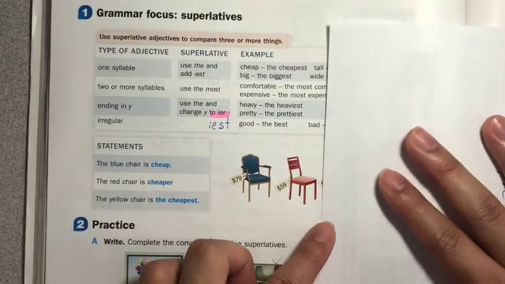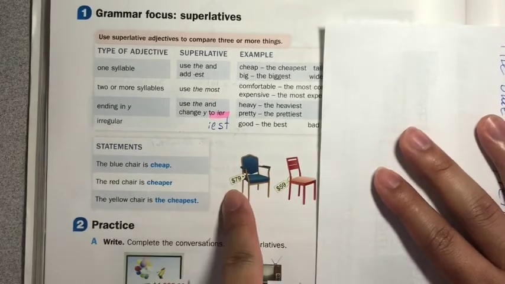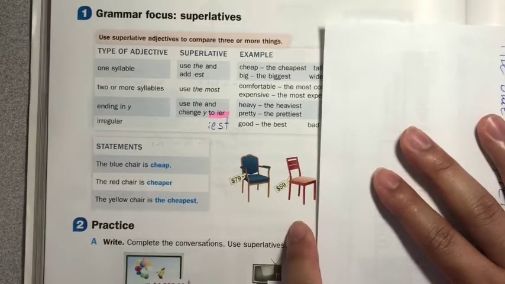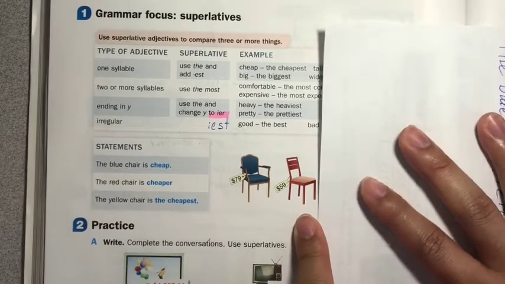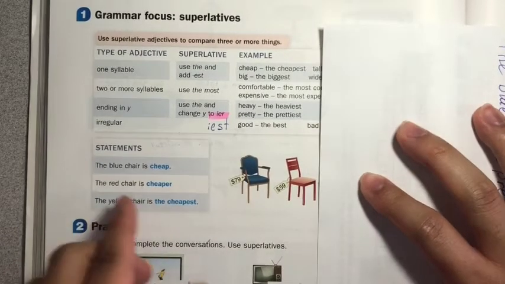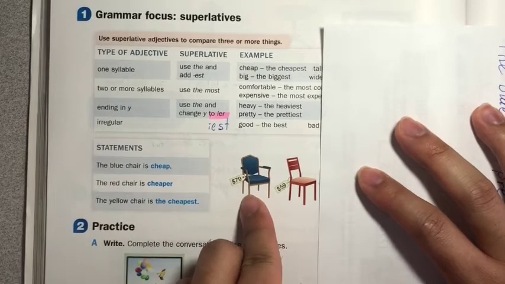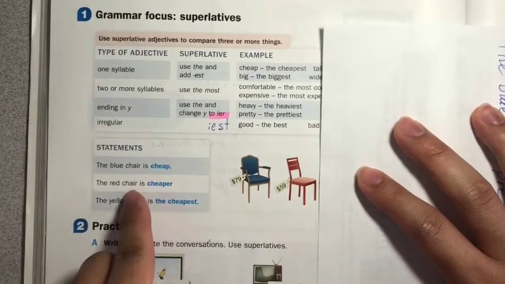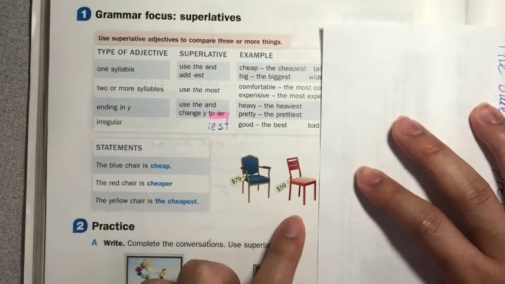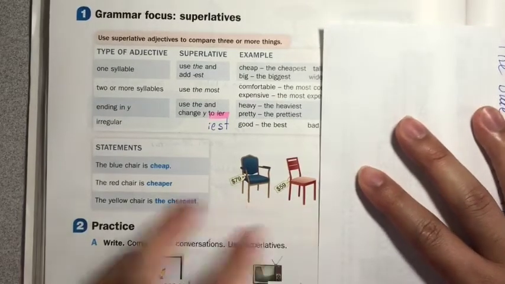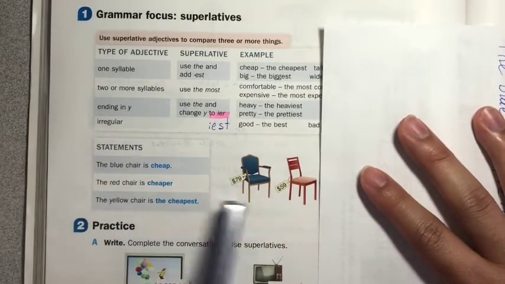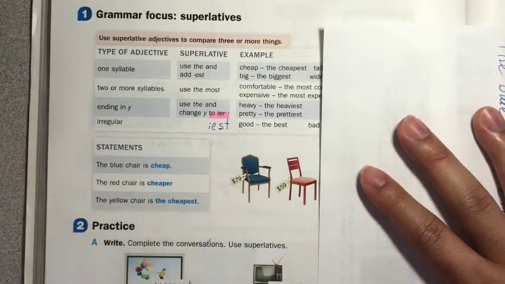Now we have 2 chairs. The blue chair is $79. The red chair is $59. That's still pretty expensive for a chair, right? Okay, so yes, the blue chair is cheap, but the red chair is cheaper. The red chair costs less money, so it's cheaper. We're comparing 2 things, so we say the red chair is cheaper than the blue chair.